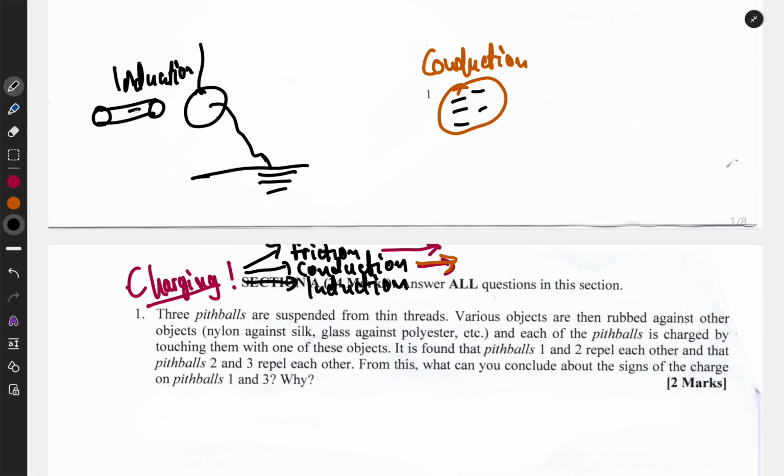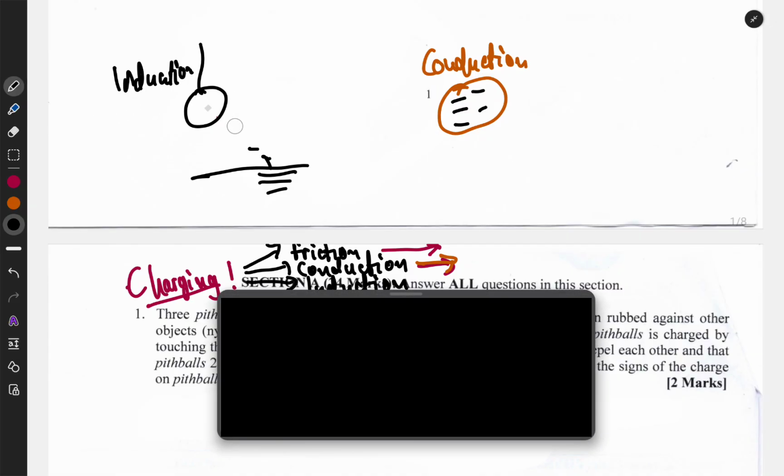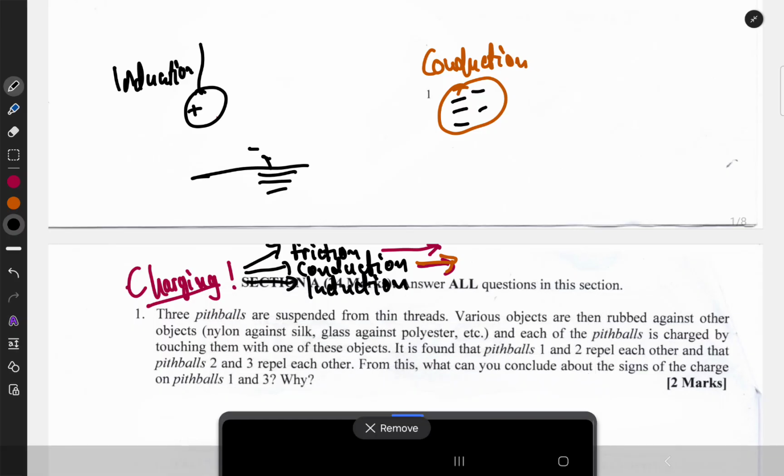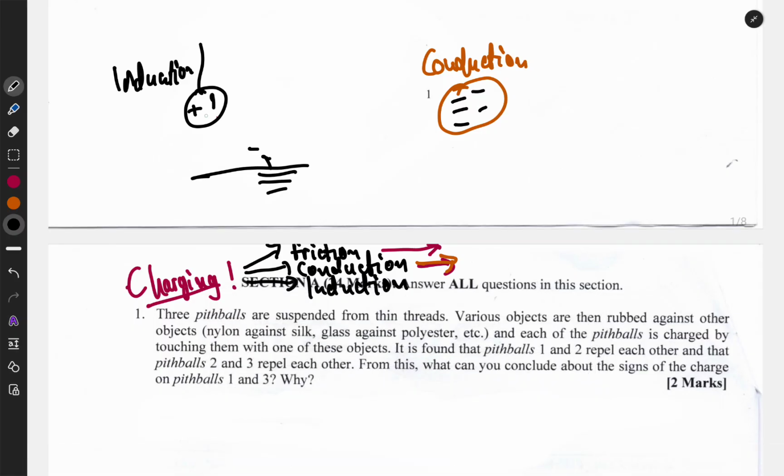Now, in induction, if you come with something which is negatively charged, you have negative charge flowing out using this. And when you take this away, you're going to remain with a sphere that is positively charged because the negative particles have left. So when you charge by induction, the object that has been charged will end up having a charge that is opposite to that of the charging object. Okay, that is what you should know.